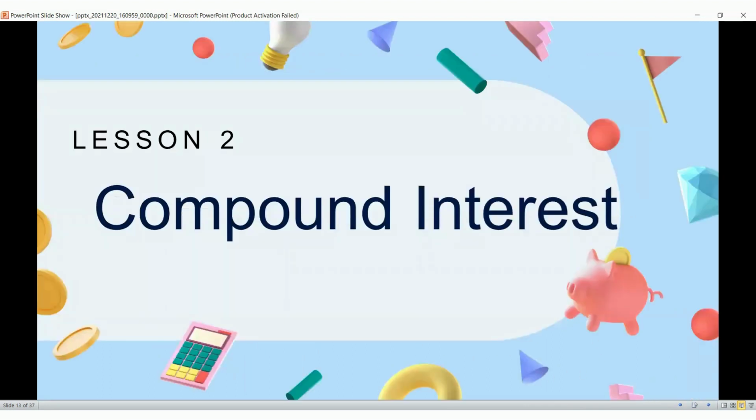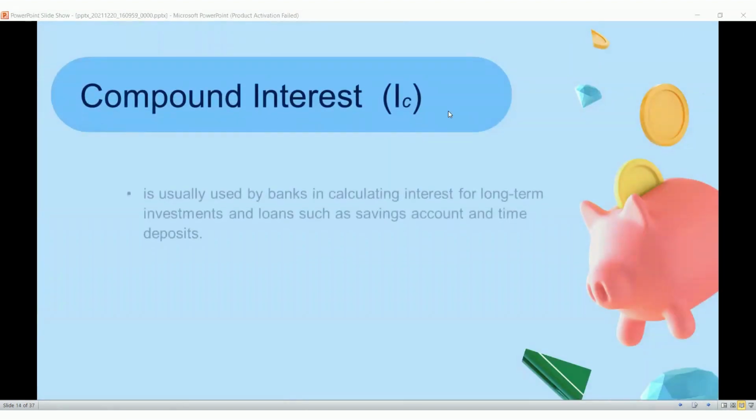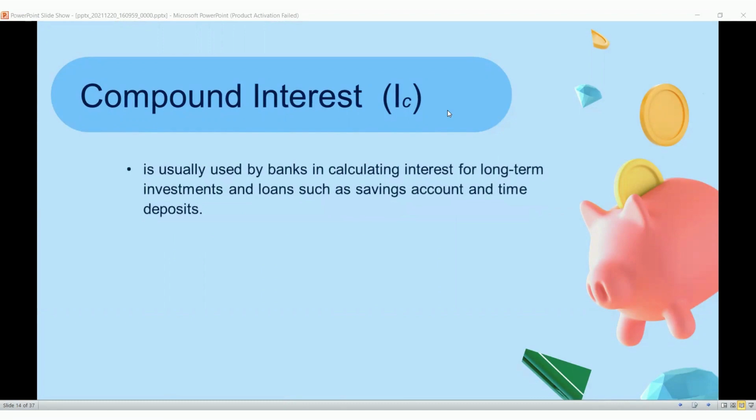So, sa lesson 2, compound interest. So, we have compound interest, which is usually used by banks in calculating interest for long-term investments and loans such as savings account and time deposits. So, itong compound interest, mas nagbe-benefit yung mga investor dito kasi mas malaki yung interest na nakukuha nila, and ginagamit ito ng bangko kasi pang long-term investment and transaction ito.